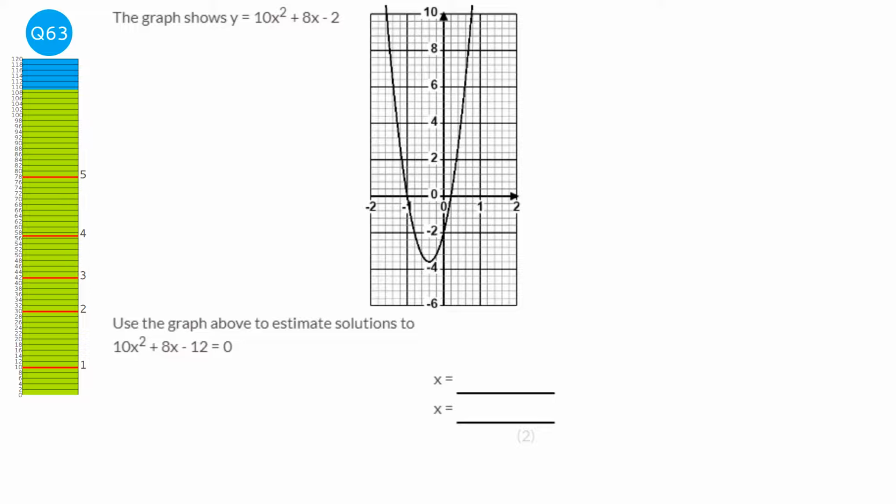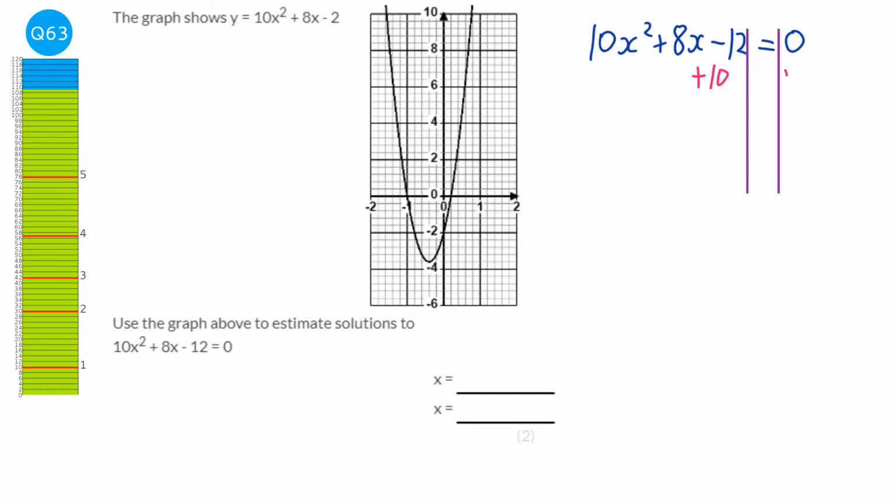What I'm going to start off by doing is rearranging this equation so that it matches this one. So I'm just going to write it down. And we want the n to be -2. So what I'm going to do is put my rearranging lines in, and we're just going to add 10 to both sides.